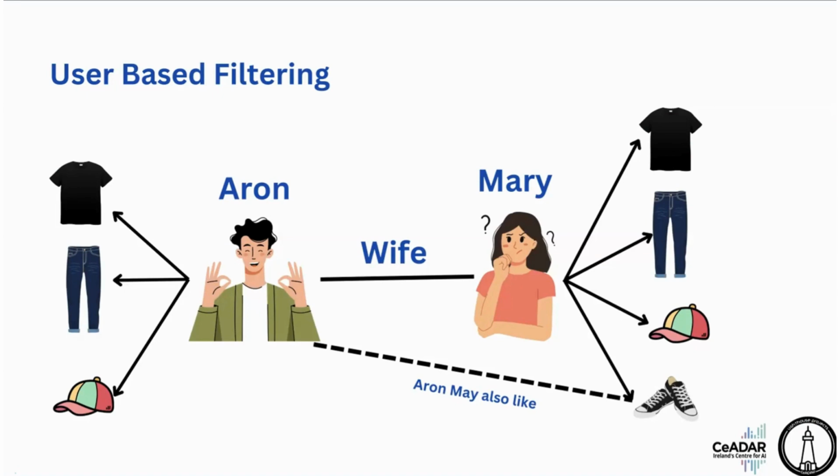Here Aaron likes a t-shirt, jeans, and cap, and his wife likes a t-shirt, jeans, cap, and shoes. Now Aaron may automatically also like shoes. Why? Because his wife likes them. This is one example. Here the relationship is a wife, but it can be friends or friends of friends or anything. Why? Because when one person likes an item, another person may also tend to like the same item. That's the basic concept of user-based filtering.